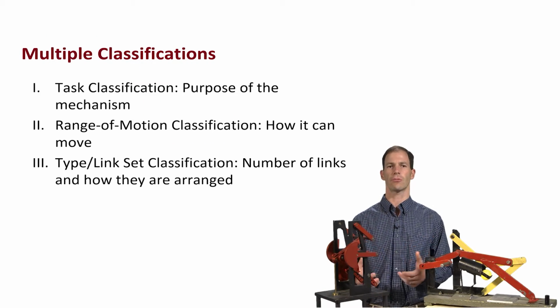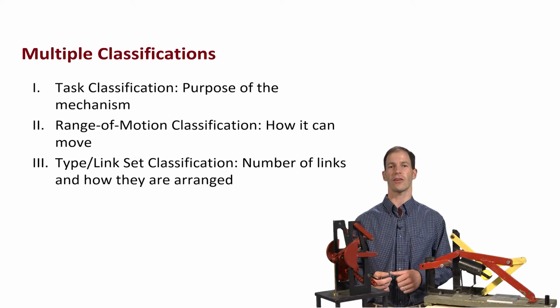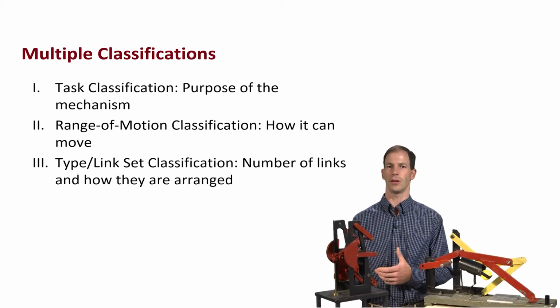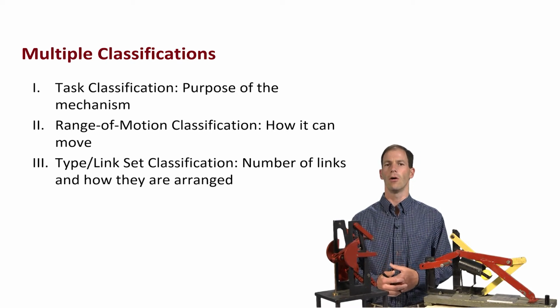So as I mentioned, 3 classifications we are considering. First of all is the task classification. What's the purpose of the mechanism? In other words, the first trash can that I was talking about happened to be a function generator. That's the task of it. Then what's the range of motion? How can it move? The crank rocker, rocker crank type of description.